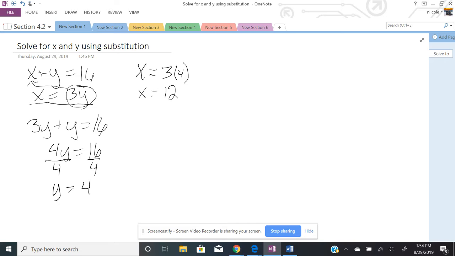All right, now, big thing, don't forget to check. So let's go back to the first equation. Check. Okay, so what is x? That's 12 plus y, which is 4. And is that equal to 16? Yes. All right, second equation, x is 12, equal to 3 times 4. Yes. Okay, often the check won't be quite that easy, but always check, okay?